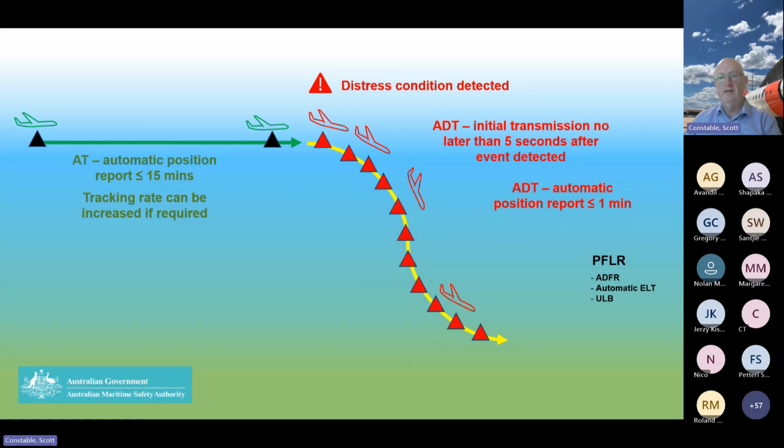And then we get to the PFLR stage. The components of that include ADFR, and I apologise if there are too many acronyms, but ADFR is automatic deployable flight recorder. There's also the automatic emergency locator transmitter component, and there's also an underwater locator beacon component. And as the animation tries to illustrate there, it's applicable in either a ditching scenario or an on-land scenario.